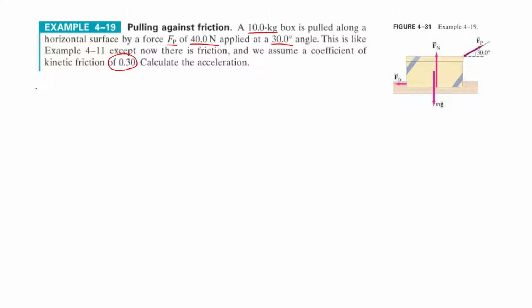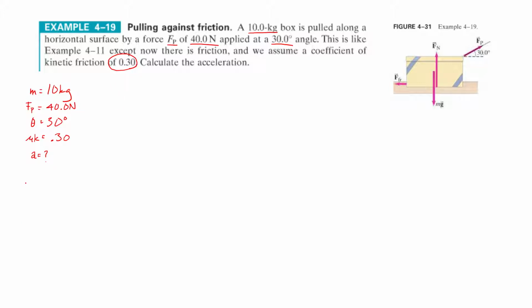So let's just have all our variables out. We know the mass is going to be 10 kilograms. We know that the force applied, they're going to use force P, is equal to 40.0 newtons. We know that theta is going to be 30 degrees. And then we know that the friction coefficient, kinetic friction in this case, is going to be 0.30. And then they want to know what the acceleration is.